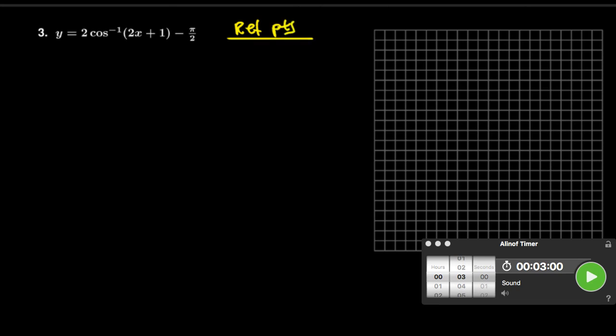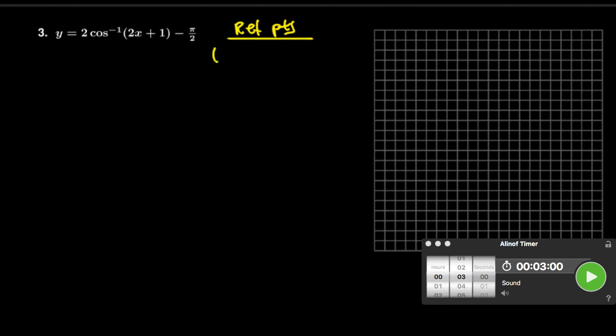Reference points, so remember that's the one that goes like this, and just goes to the x-axis. And the y-axis is like in the middle right there. So if you know what this looks like, that kind of helps with remembering the reference points.